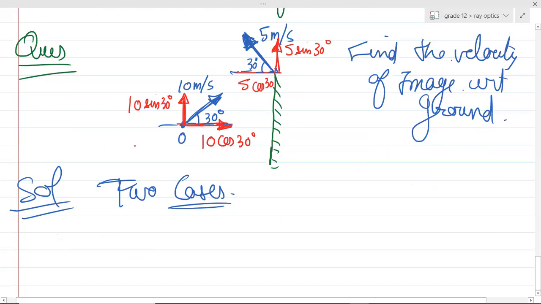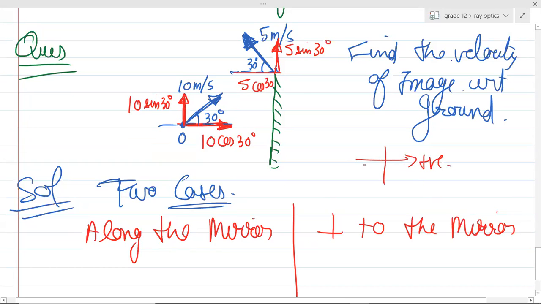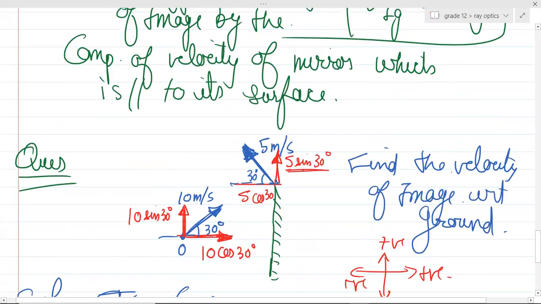I can resolve it into two components. What will be those two components? One component will be along the mirror, and the second will be perpendicular to the mirror, right? When we talk about perpendicular to the mirror, that is the x-axis. And when we talk about parallel, along the mirror, it will be the y-axis, right? So basically the whole problem will become two different cases. Here this is the mirror, and the mirror is moving upwards with a velocity of how much? 5 sin 30.